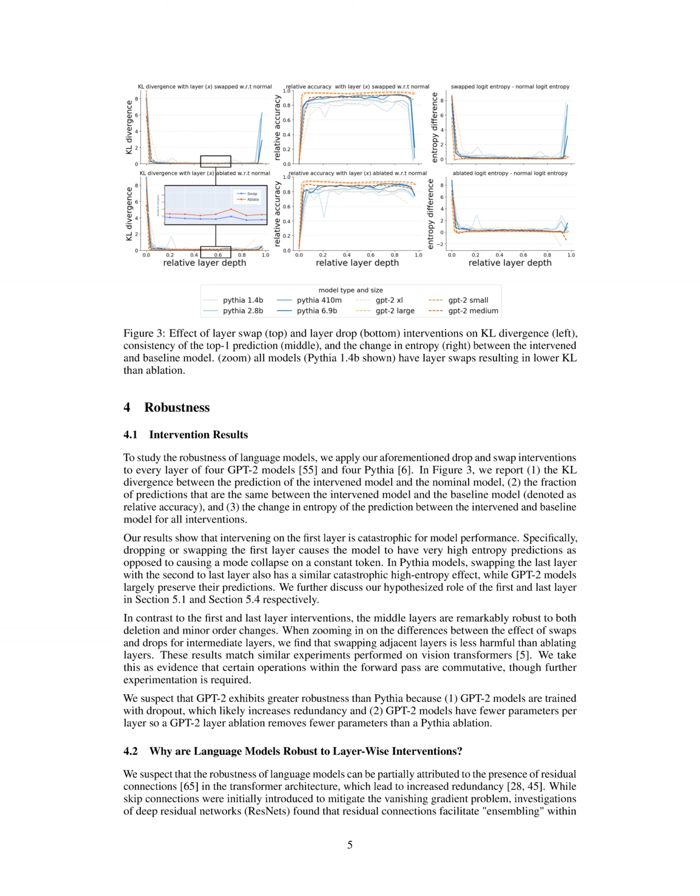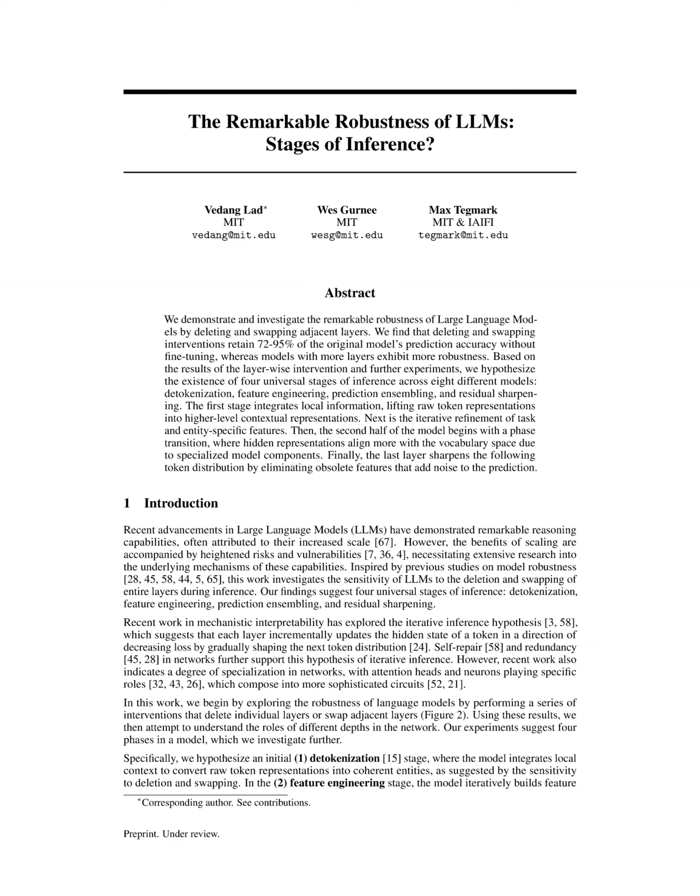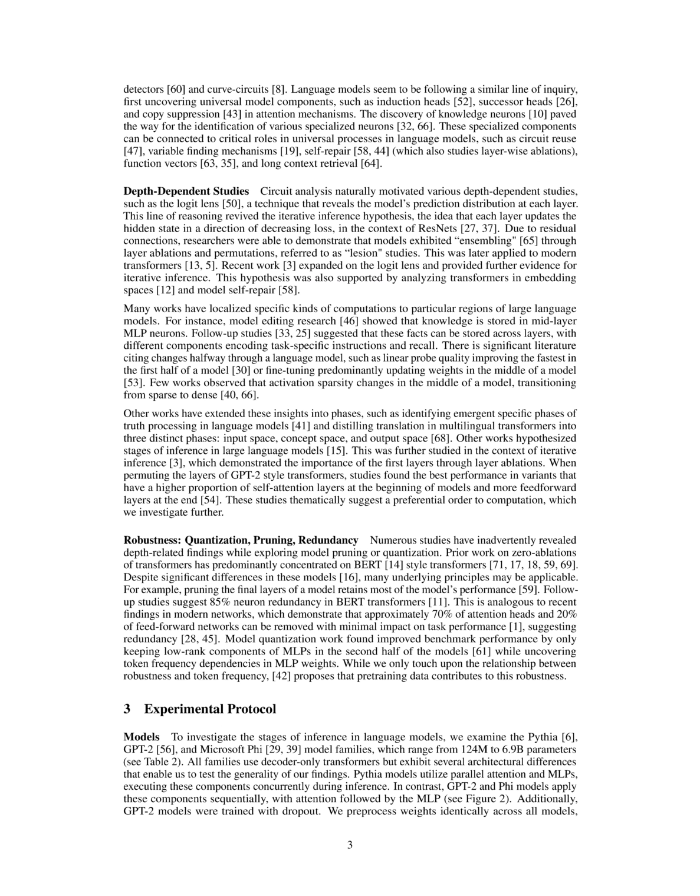are commutative. The study also identified 4 universal stages of inference in transformer language models: detokenization, feature engineering, prediction ensembling, and residual sharpening. These stages were supported by evidence such as the sensitivity of the first layer to ablations, the emergence of prediction neurons around the midpoint of the model, and the presence of suppression neurons in the final layers.